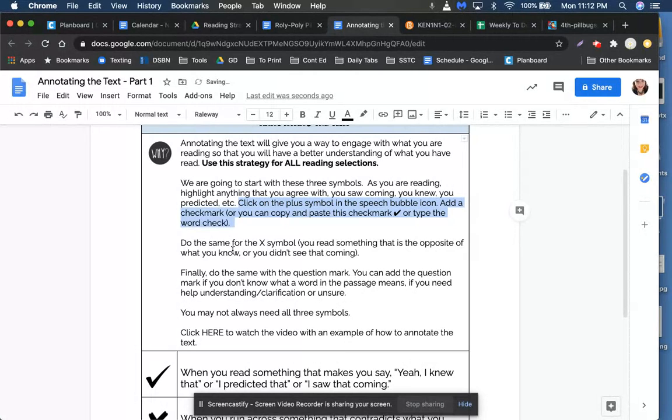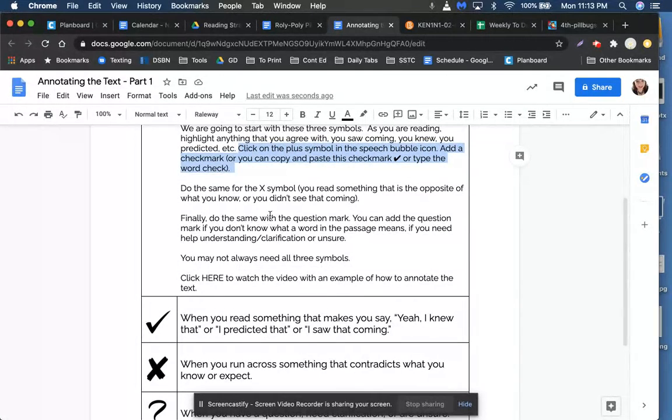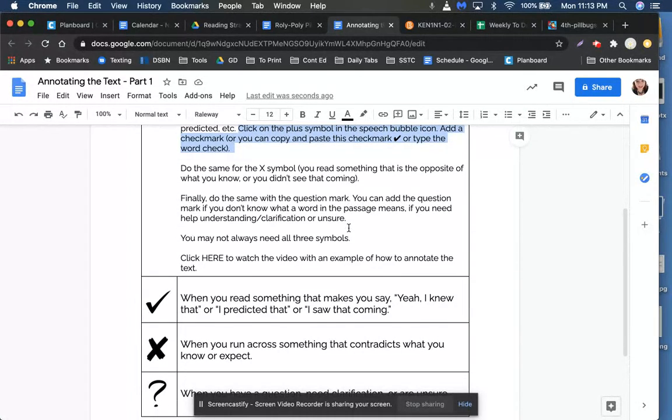Once you have added your check marks, you can either go back and read it again and look for things that are the opposite of that, things you didn't know or didn't see coming. And then finally, you're going to do the same thing with the question mark. You're going to add the question mark if you don't know what a word means or a passage, if you need help understanding or you need some clarification.